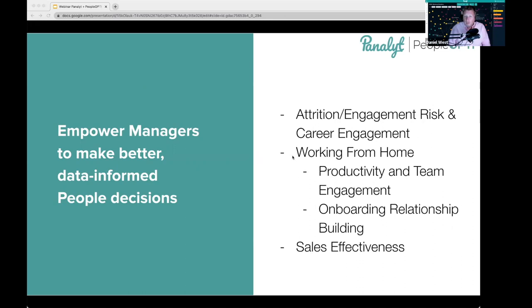In terms of working from home, we've got a real focus on productivity and team engagement, how to understand and measure that, and a practical tool for managers. And in a similar way, understanding how relationships get built with remote onboarding. And if we have time, we'll get onto sales effectiveness. And if we don't have time, we'll be sharing this deck at the end anyway. And there are other webinars where I've talked about some of these tools that we can point you to.